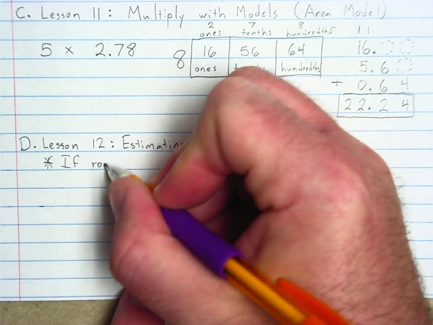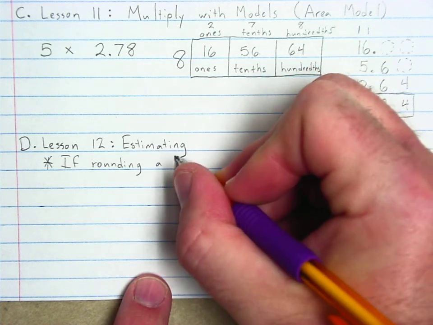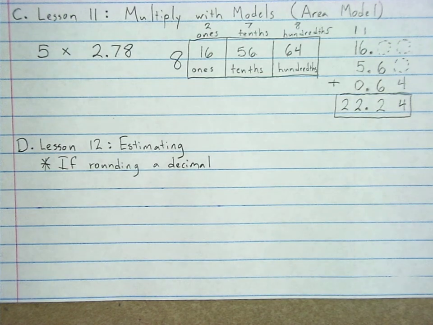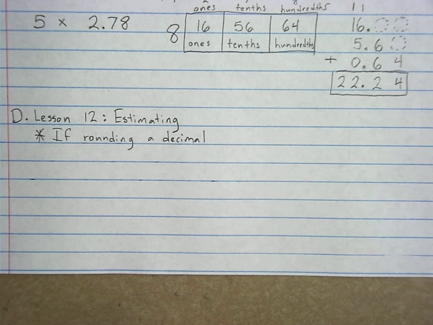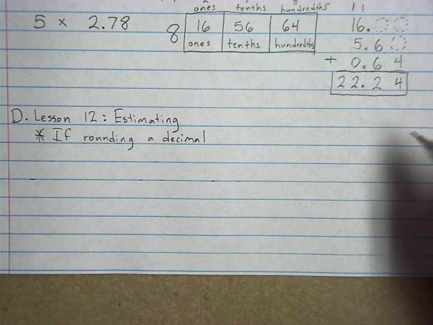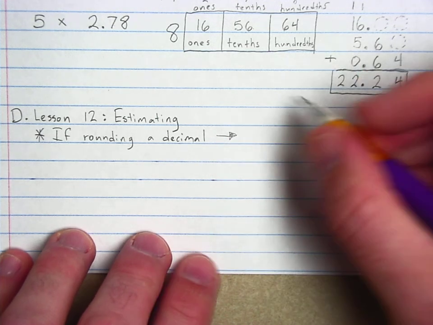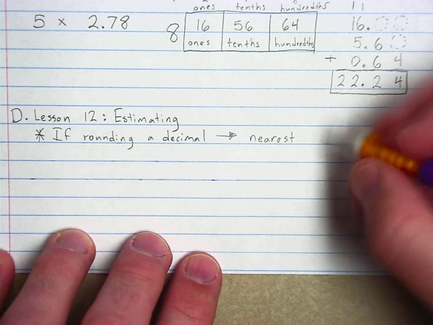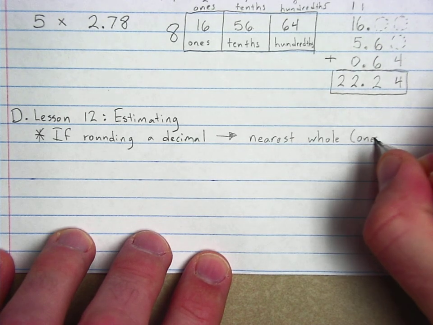If rounding a decimal, and please remember the difference between rounding and estimating. Rounding comes first. Rounding is when you change 1 or more numbers to make them easy to work with. Estimating is when you actually work with them. If you're rounding a decimal, your best bet is almost always going to be round to the nearest whole. Essentially, you're rounding to the ones place.